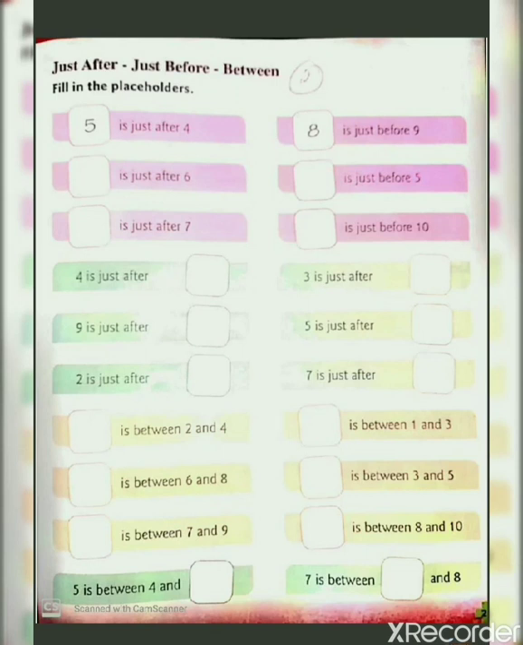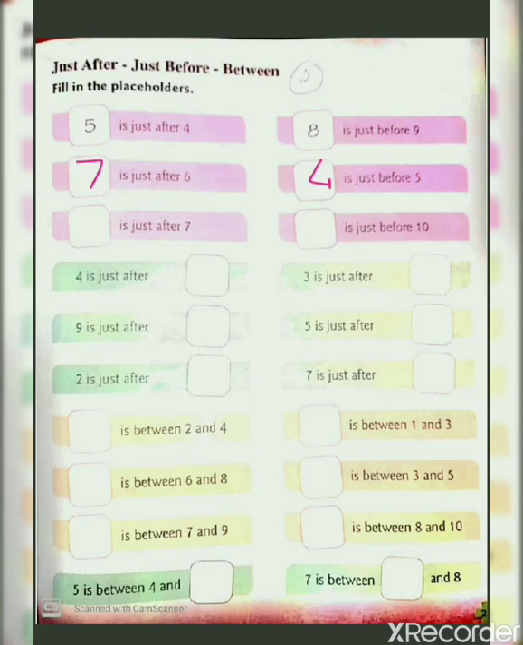Now come to page number 23. Just after, just before, between. Fill in the placeholder. 2 has been done for you. I will do the next one. Dash is just after 6. So what comes just after 6? Number 7. Dash is just before 5. So what comes just before 5? Number 4.